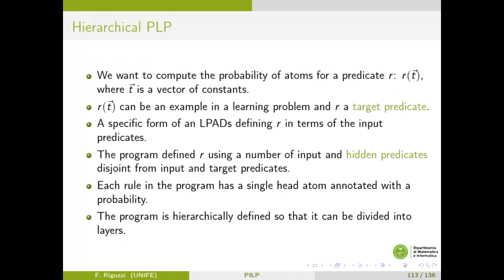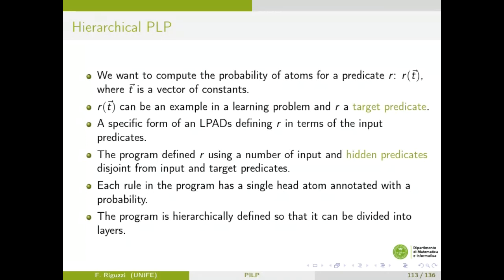Typically, this predicate R is a target predicate in a learning problem, and R(t) is an example. So you want to predict this probability using an LPAD that defines the predicate R in terms of other predicates, which are divided into input predicates, which are those that are recorded in the mega interpretation. Think about professor and student in the UWCSE domain, or triangle and circle in the Bongard domain. These are input predicates because their definition is given in the input mega interpretation.